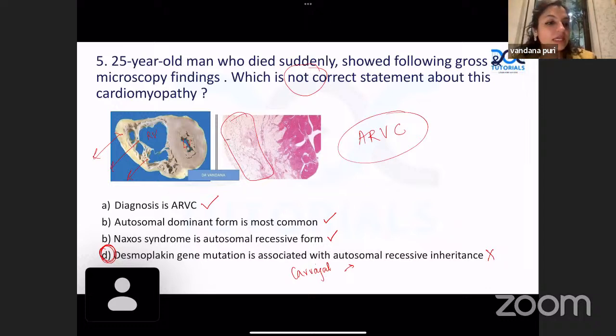Shubham is asking, is the ARVD mutation plakoglobin because it leads to reduction in the desmosome function? Okay. The most common mutation in ARVC is not plakoglobin.